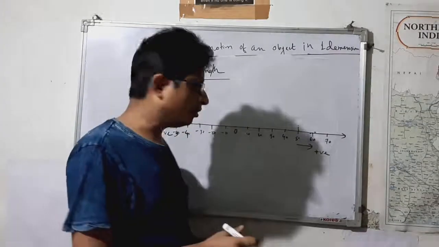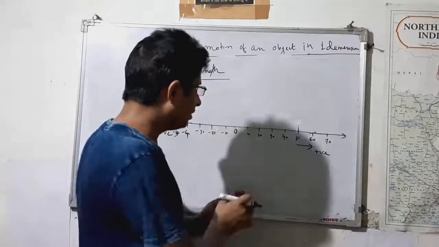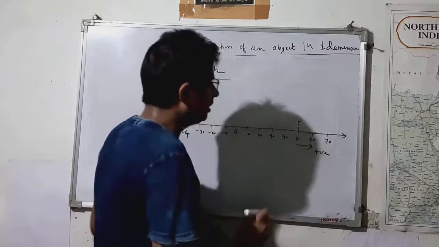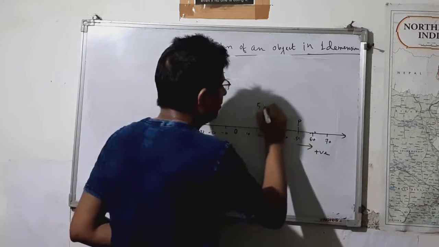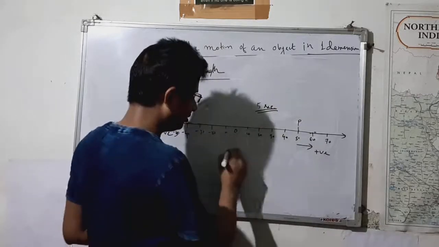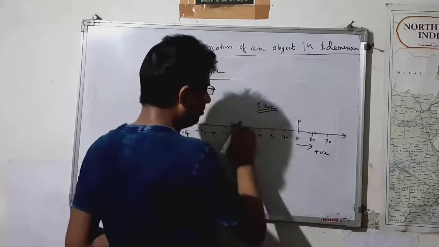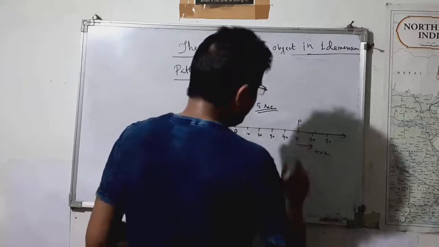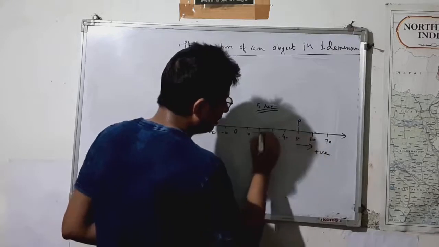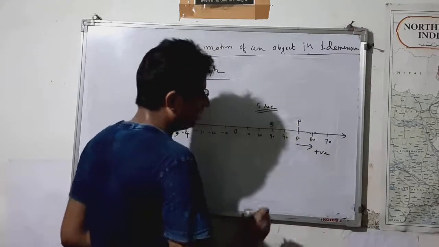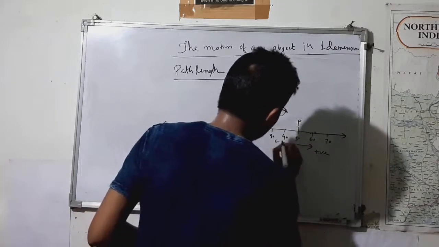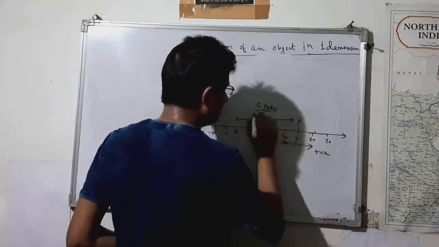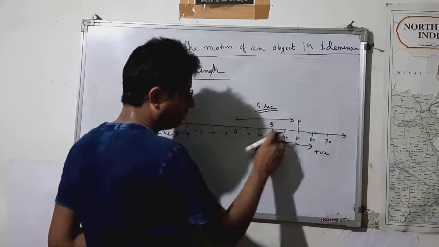Suppose an object, a car, is moving along the x-axis from the origin to point P in 5 seconds. So in 5 seconds it moved from O to P. Now the car turned at P and returned back to point Q after 2 seconds. So from O to P it takes 5 seconds, then it returned from P to Q in 2 seconds.